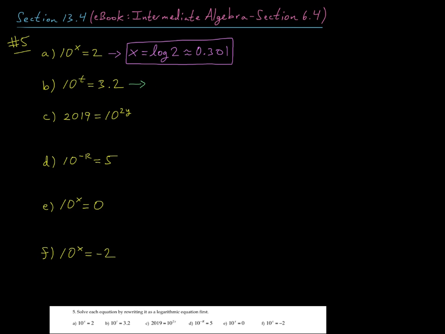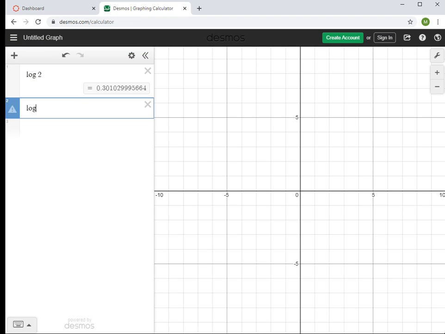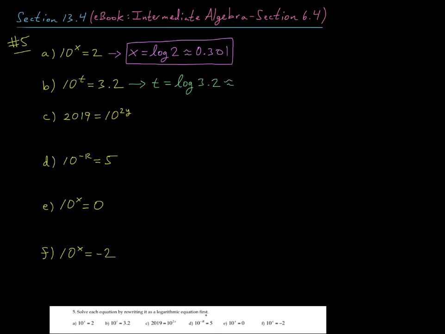Well, it's pretty much the same, just a different right-hand side. And now we're using the letter t instead of x, so we get that t is equal to log of 3.2. So then again, we can go ahead and put in log 3.2 in the calculator. We get 0.505 to the nearest thousandth. All right, not too bad.